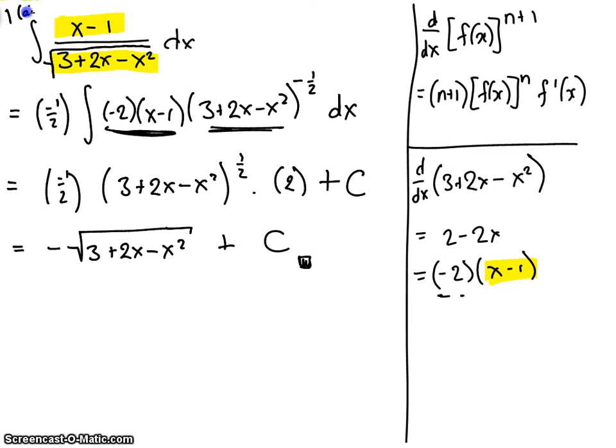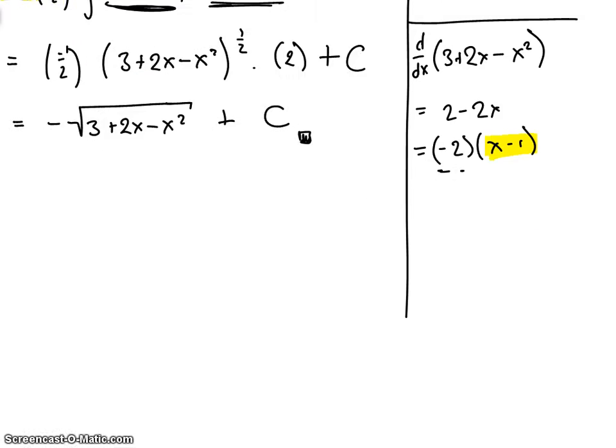So 1a. Okay, so I told you there's a second type, and that second type is 1b. So let's look at 1b now. 1b asks us to integrate 2x minus 1 over x squared minus x plus 3 with respect to x.